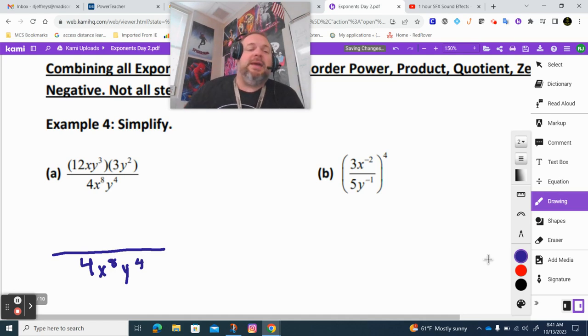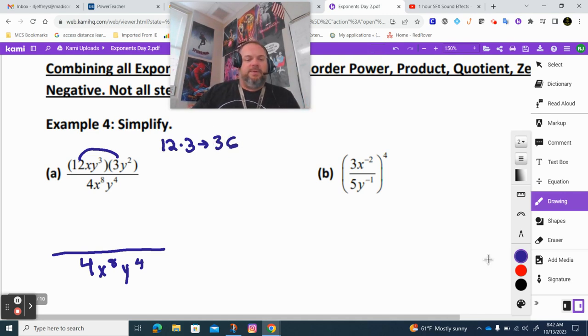Okay. Now, the top is kind of like some of the problems we had yesterday. So I'm going to pull out the numbers and multiply them. So 12 times 3 is 36. So I'm going to go ahead and write that down. I only have one x to the first, so there's no other x friends to put it with. So just x.